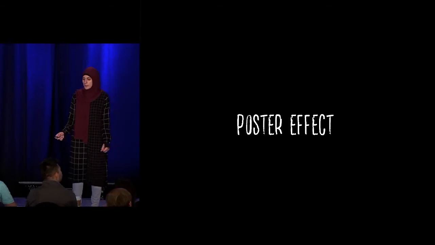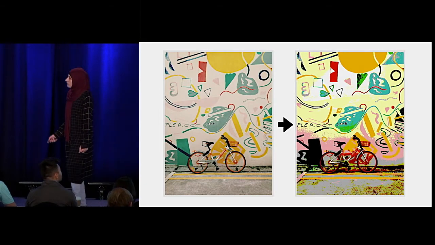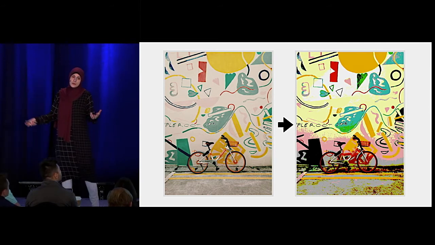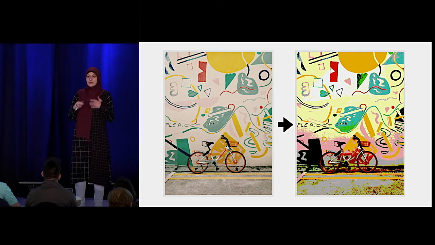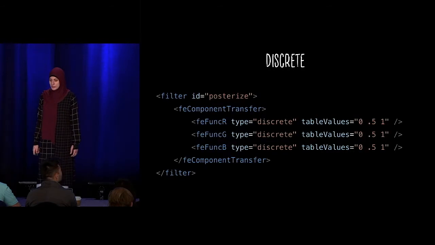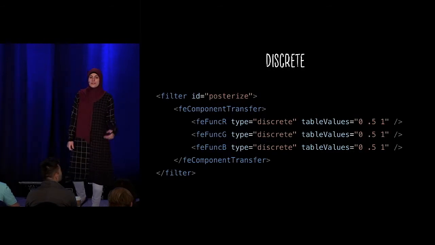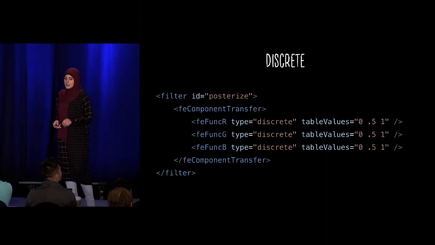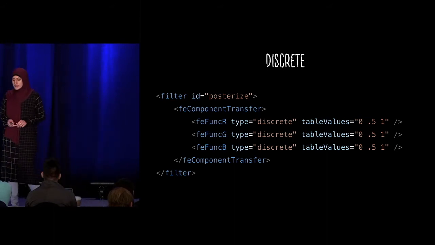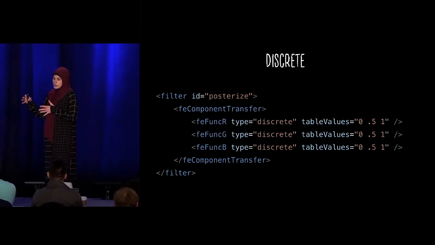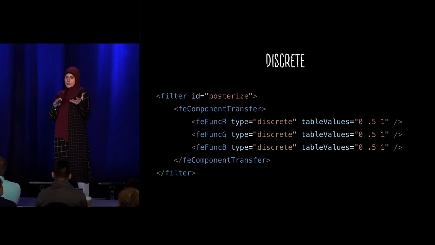So my original image is the one on the left, and if you want to give it a poster effect, that is basically reducing the number of colors in an image, and that's how you get a poster effect. Now, how can you do that using FE component transfer? So one of the other functions that FE component transfer provides is the discrete function. Discrete is used to reduce the number of colors in an image, and it shows more sudden color changes, which look more like the image was made up of bands or clusters of color.